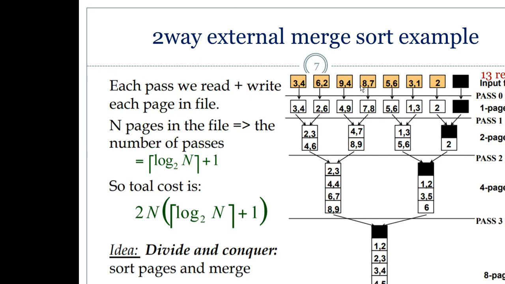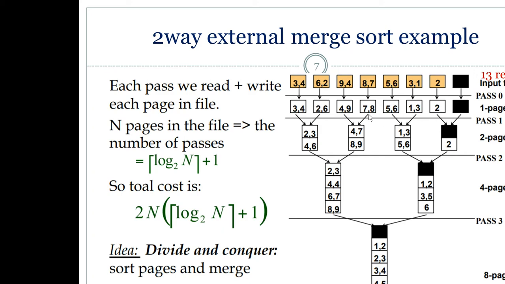Likewise, all the pages will be sorted and written back onto secondary memory. This is the output of pass 1. So see, 3 and 4 are given as input, sorted data 3 and 4 is written back onto secondary memory, 6 and 2 sorted data 2 and 6, so this page will be written back onto secondary memory likewise. So this is the output of pass 1.